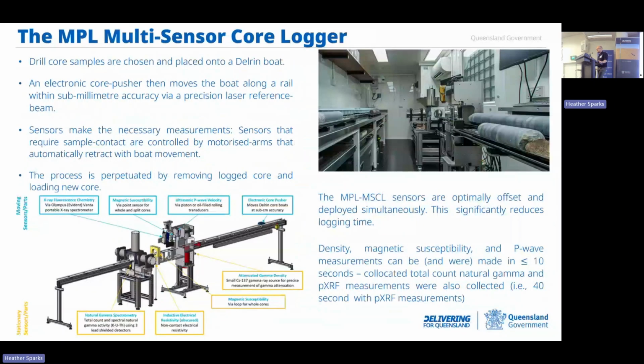Each of these sensors was positioned along the logger to enable simultaneous acquisition of measurements in order to optimize how much core could be logged at the same time. The speed of the acquisition was limited mostly by our PXRF, which took 40 seconds per measurement, compared to most other sensors, which can usually complete a measurement in under 10 seconds.